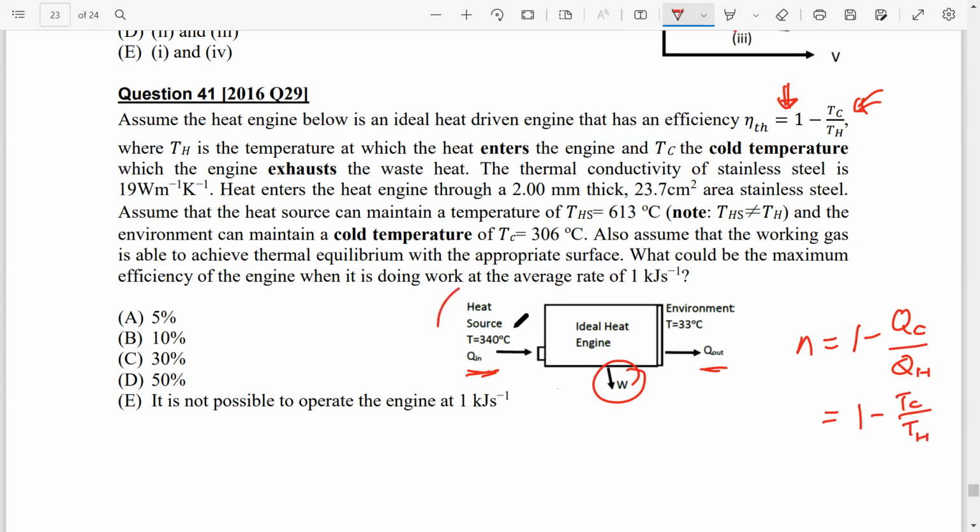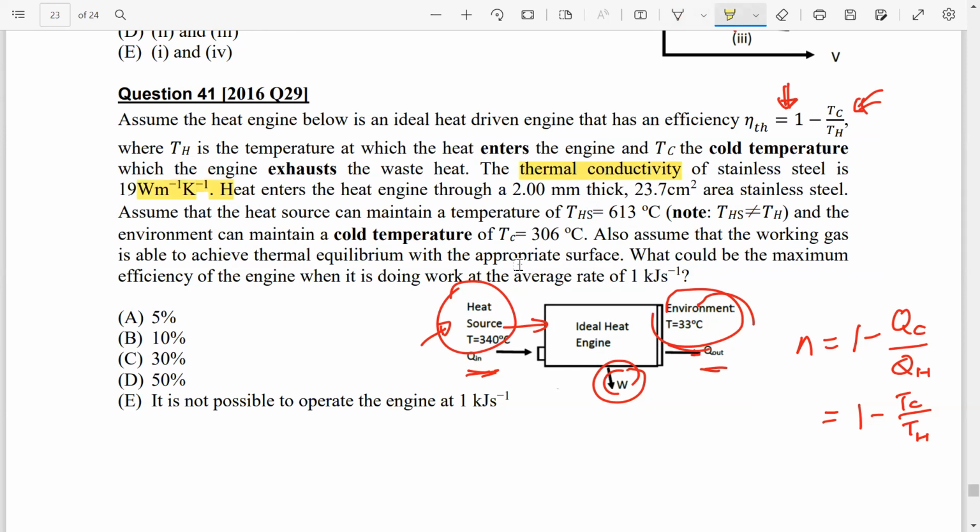Okay, this is the heat source. This in this case is the environment. Okay, it's a heat engine. The heat source is, for example, in a steam engine, you'll be boiling the water, it becomes steam, pass the steam through the engine, do work, and then the steam is released to the surroundings. That's how it works. Okay, so thermal conductivity, I think you'll see this again after the lesson on dimensional analysis.